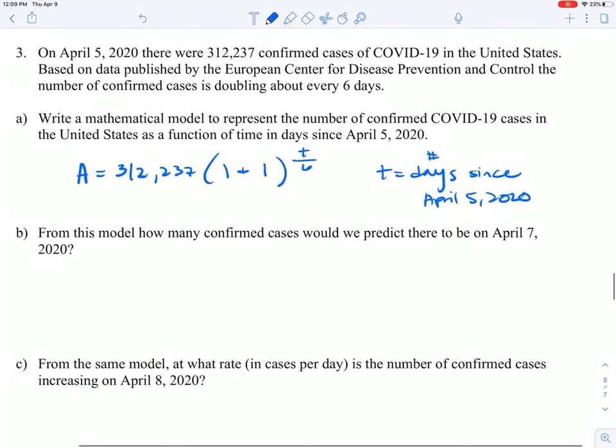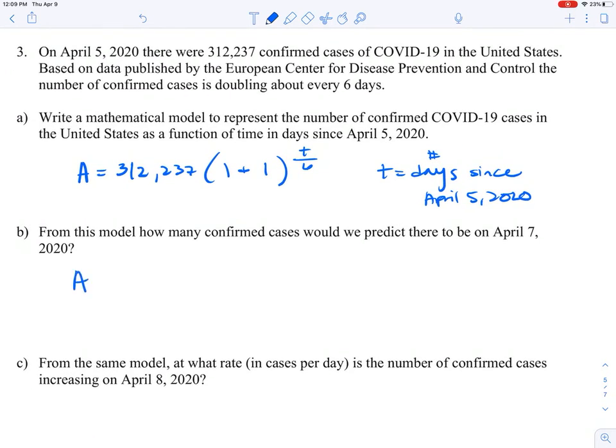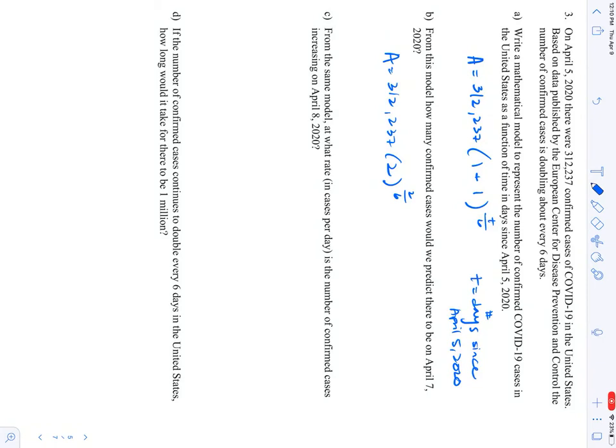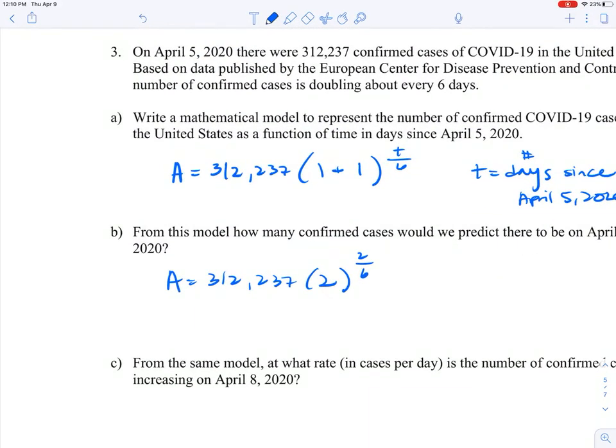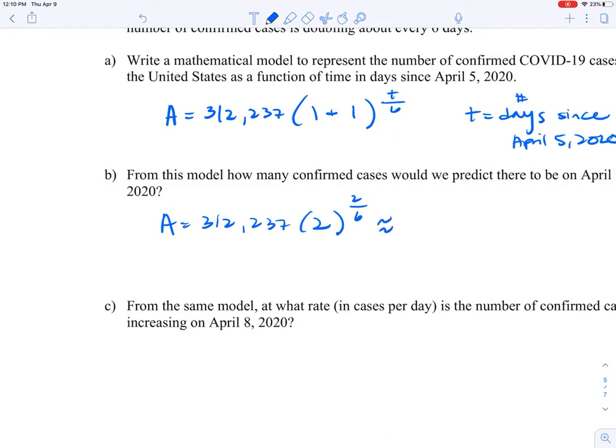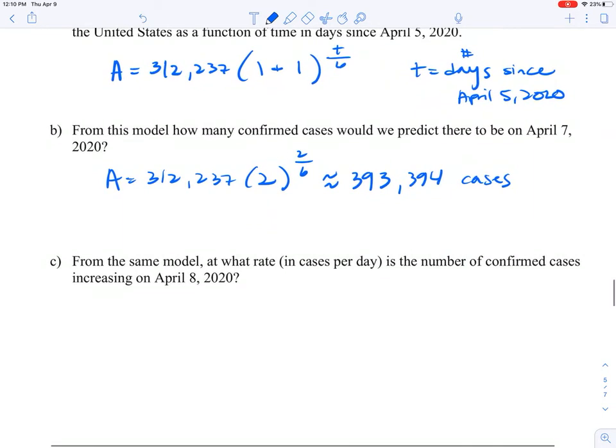Okay. So from this model, how many confirmed cases would we predict there to be on April 7th? Well, April 7th is 2 days later. So we would plug 2 in for t. And we get approximately 394,000 cases by April 7th.